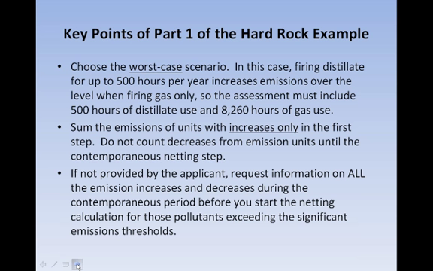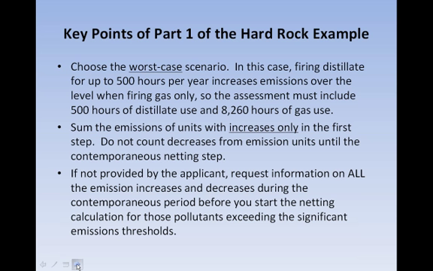Okay, so let's just review the key points of the exercise up to this point. First of all, when determining the emissions associated with a project, choose the worst case scenario. In this case, firing the distillate oil for up to 500 hours per year increases emissions over the level when firing gas only. So the assessment would include 500 hours of distillate use and then 8260 hours of gas use. That's the balance of what you would have if you had no enforceable restrictions on the amount of hours within a year.